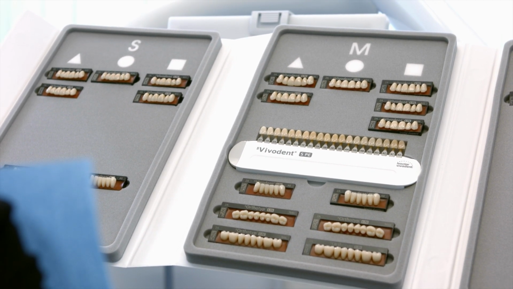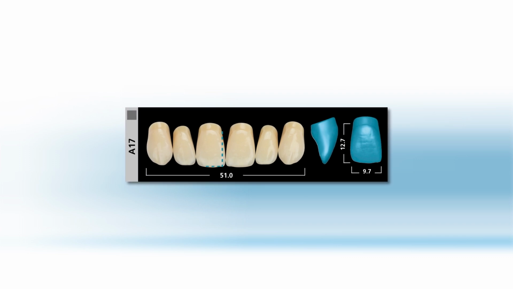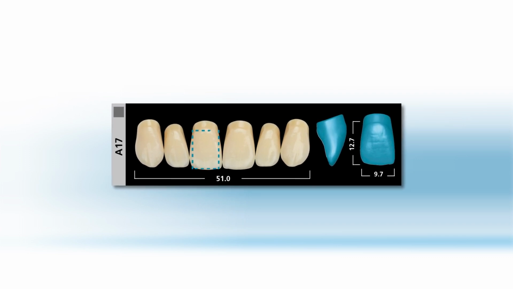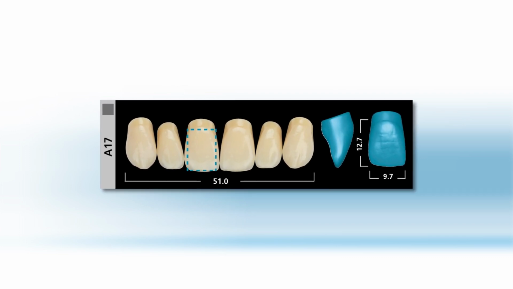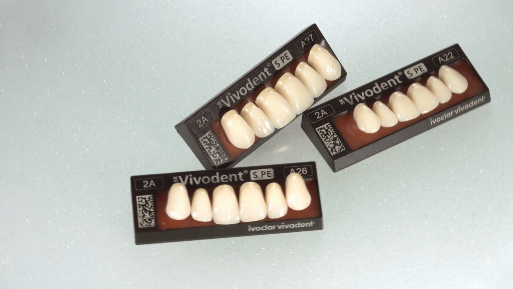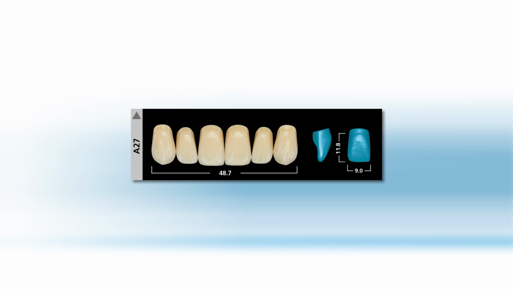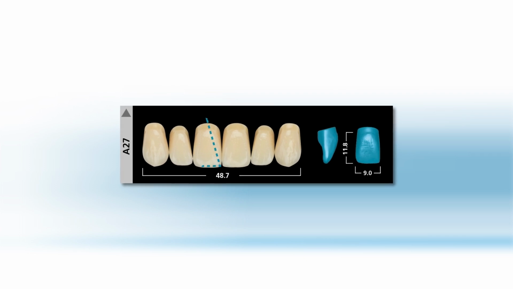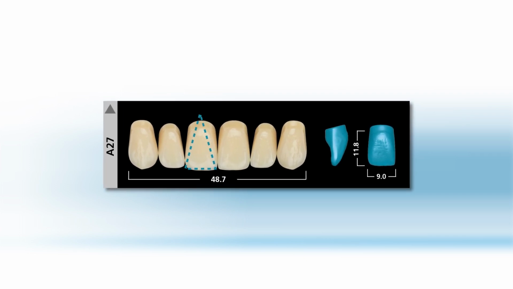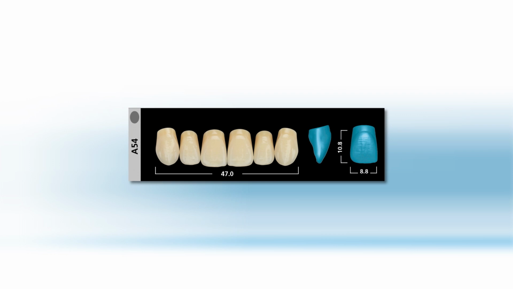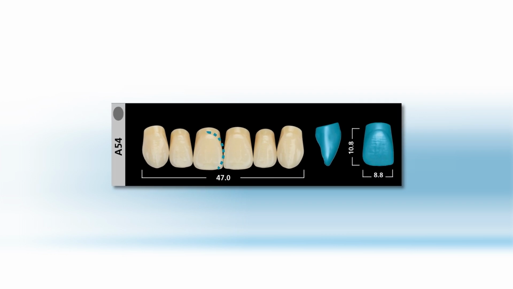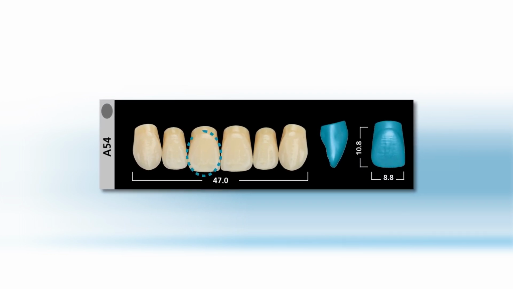In square tooth molds, the center incisor is dominant. The vertical labial curvature is moderate. Triangular molds are characterized by teeth having a crown which tapers towards the cervical ridge. The labial vertical curvature is slightly marked. Oval tooth molds display pronounced curvature characteristics. The labial curvature is particularly marked.